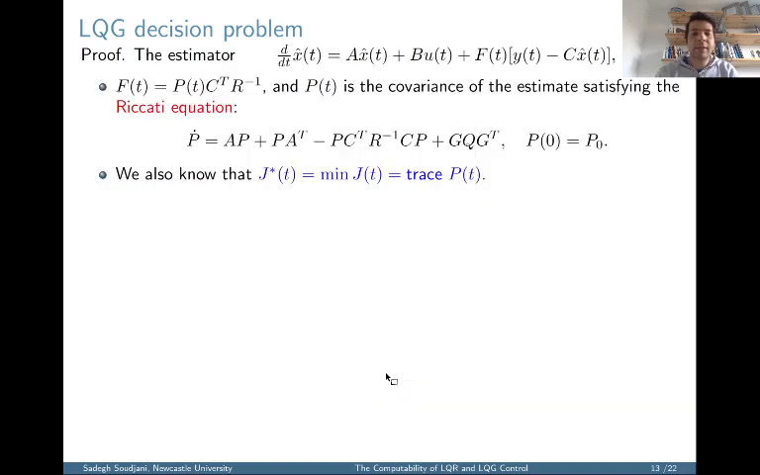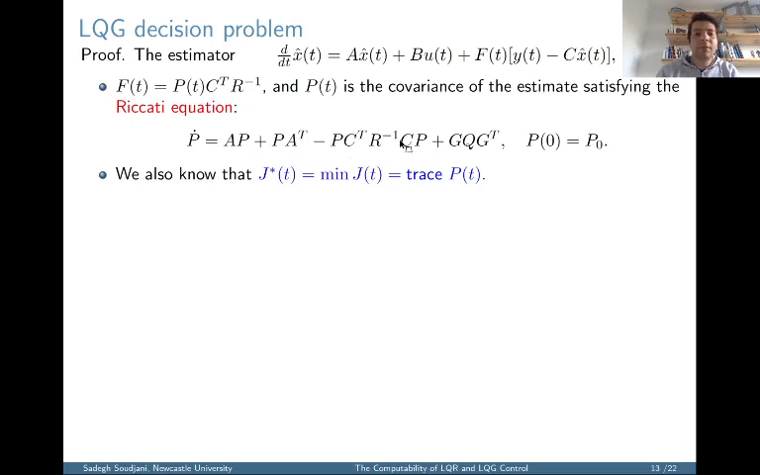The line of reasoning is similar to LQR. We start from the closed form representation of the estimator, which is the Kalman filter. There is a gain in the Kalman filter, which can be computed using a Riccati equation. The Riccati equation is solved forward in time, but it's nonlinear.